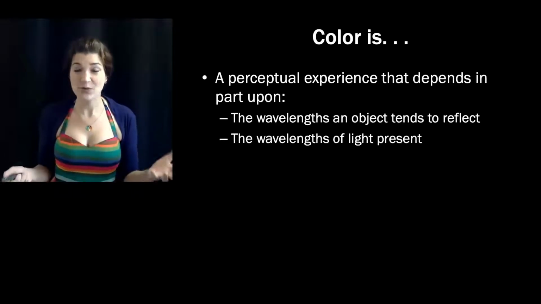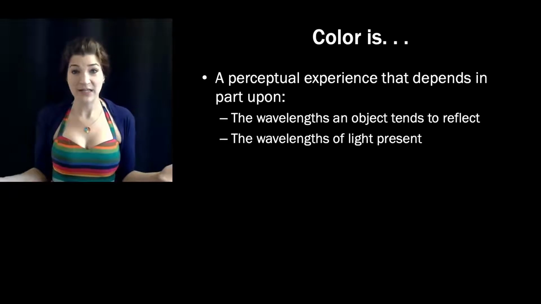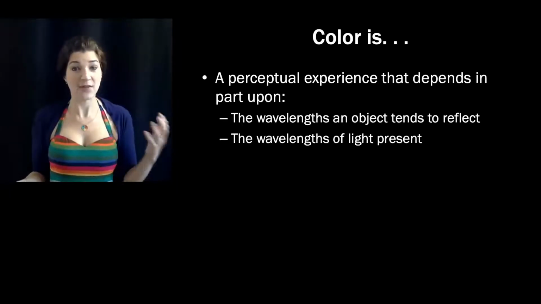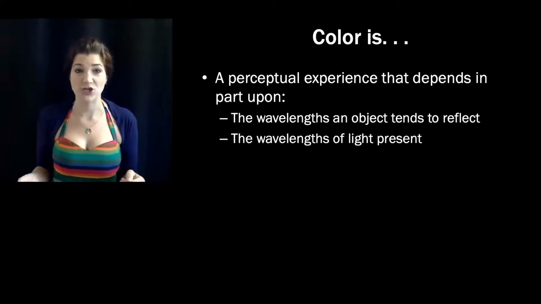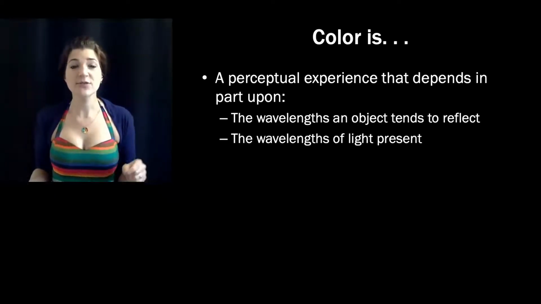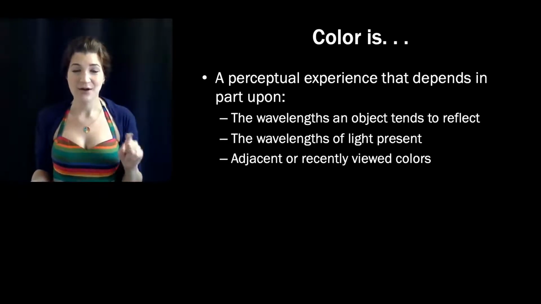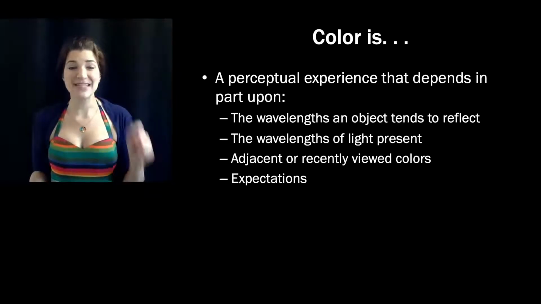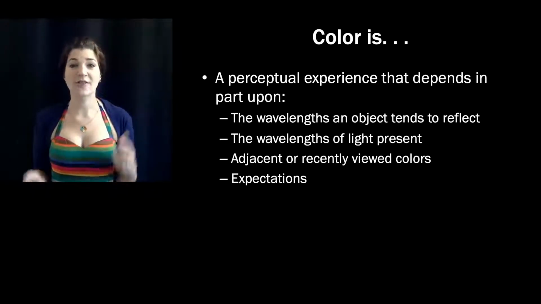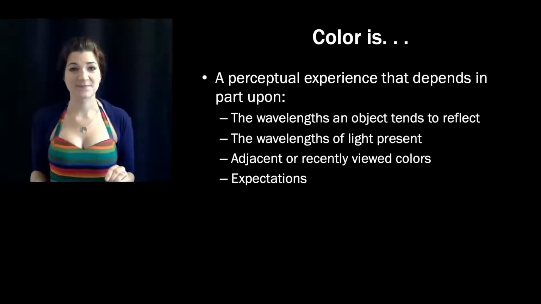It's about a perceptual experience that we have that depends in part on the wavelengths of light that an object reflects and the wavelengths of light that are present. So the quality of the illumination. But our experience also depends on colors that are nearby or things we have recently viewed. More about that next time. And our experience of color depends on the expectations we have about what color they should appear to us. So let's start with the wavelengths of light that an object tends to reflect.